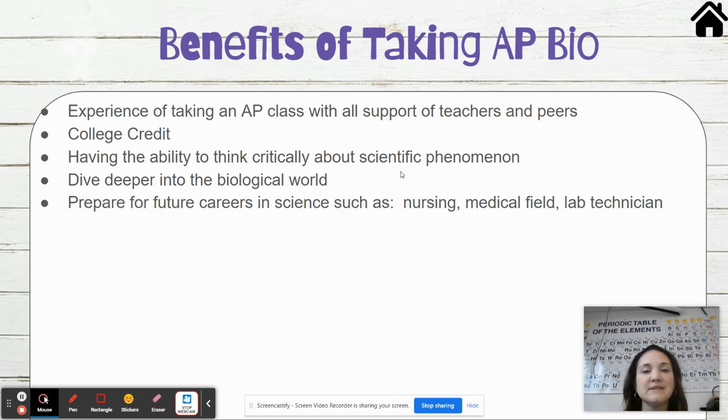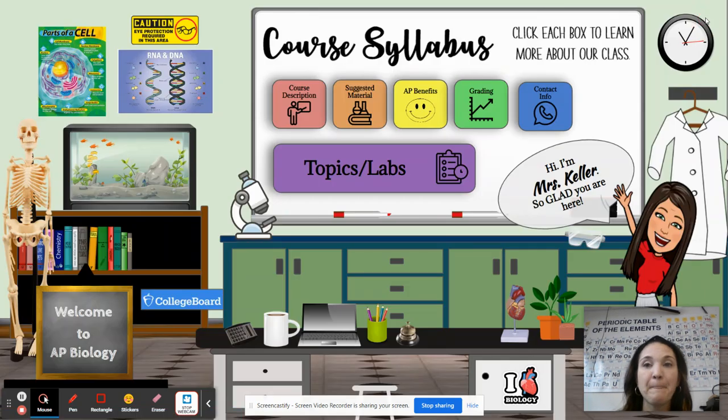We're also going to obviously dive deeper into the biological world. We're going to learn things that you didn't learn in your freshman year that might be useful in any of your future careers, whether it be nursing, or if you want to be a doctor, a pharmacist, or a lab technician, like a phlebotomist or something like that. So all of this stuff, or biology, would be extremely useful for those fields.